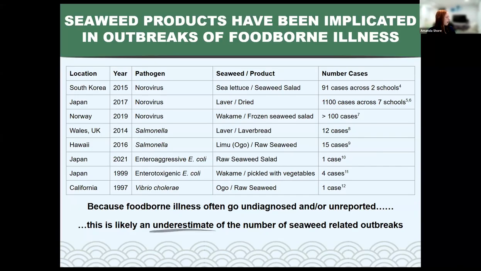So we've got not only cases from Asian countries, we also got here in the US, Hawaii and California, as well as in the UK. And these were cases that we were able to find easily in the literature. And again, to reiterate that this is probably an underestimate of maybe past seafood or seaweed outbreaks. And that's kind of the impetus for understanding these microbial hazards to prevent future outbreaks.